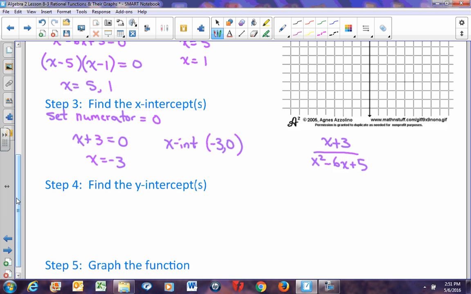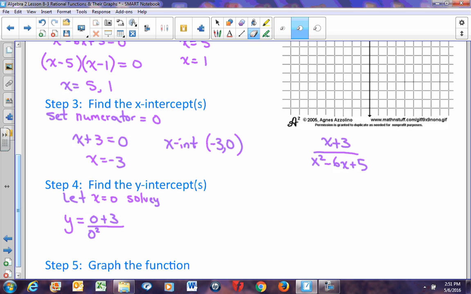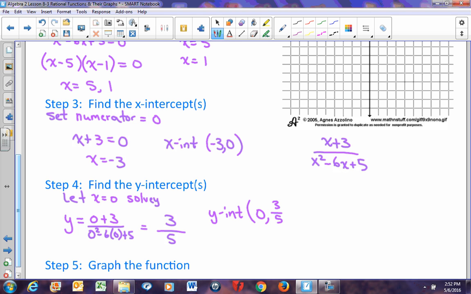Now I need to find my y-intercept. My y-intercept is when you let x equal 0 and solve. So I have y equals 0 plus 3 over 0 squared minus 6 times 0 plus 5. So that gives me 3 over 5. Right? So my y-intercept is 0, 3/5. There's my y-intercept. So I have found my intercepts and I have found my asymptotes.